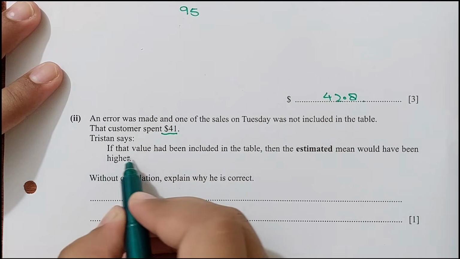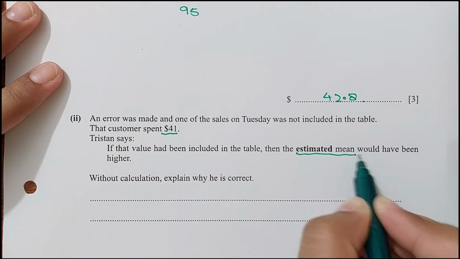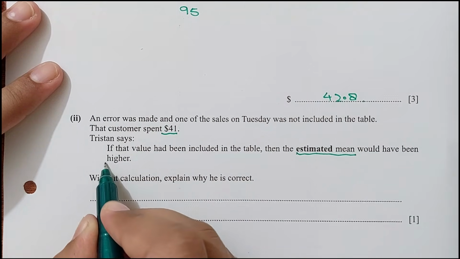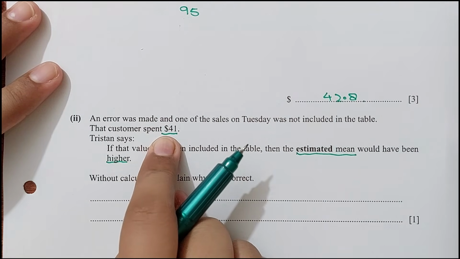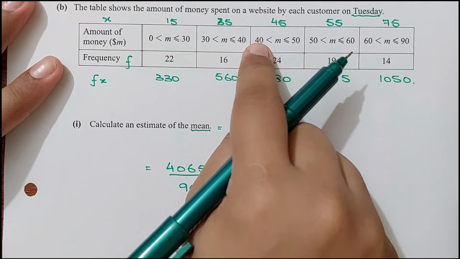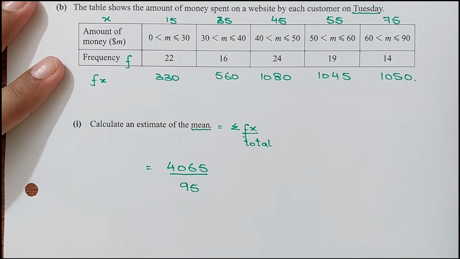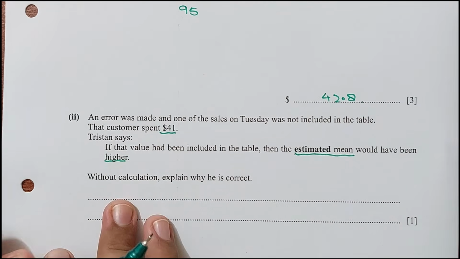Kristen says if that value had been included in the table, then the estimated mean would have been higher. Without calculation, explain why he is correct. Okay, $41. The amount of money spent lies in the interval 40 to 50, right? So 41 is in the interval 40 to 50, and the mid value, 45, would have been used to estimate the mean, which is higher than the estimated mean, right? So we have to explain why he is correct.